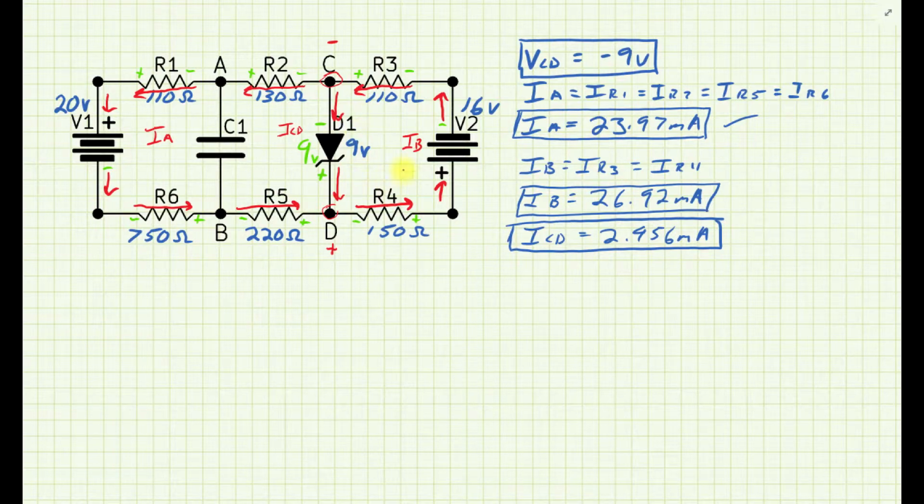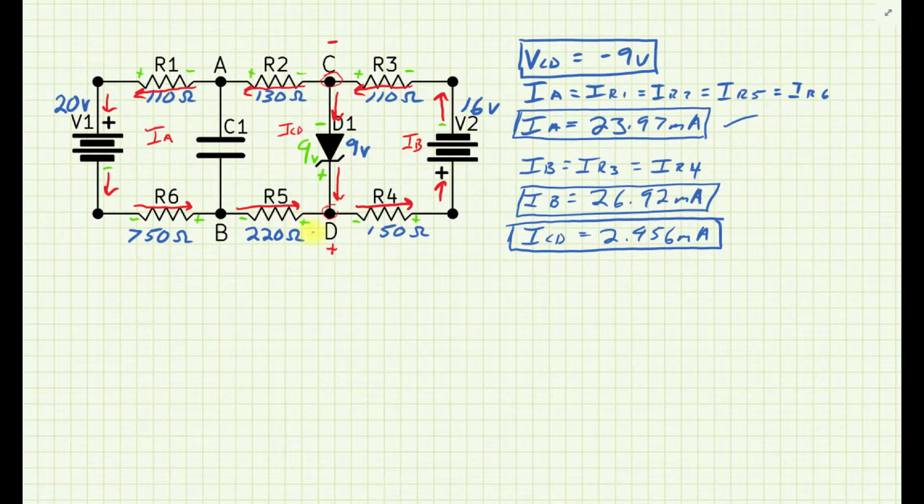The B loop was this right side loop. It includes the diode, R3, V2, and R4. Okay, so the final current for that B loop is going to be 26.92 milliamps. So R3 and R4's final current will be 26.92 milliamps.